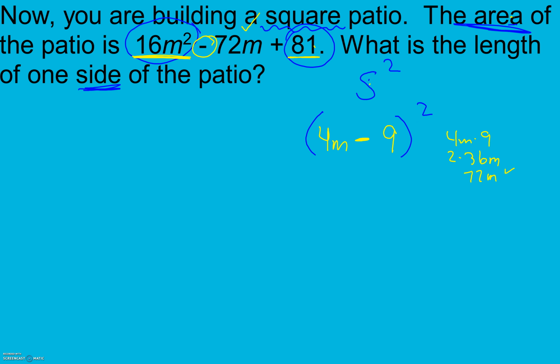We don't want the polynomial in factored form, though. What we want is the side length, and my side length here is just 4m minus 9. And again, we can double check that by either FOILing or using our properties here. First term squared, last term squared. I guess we could take the negative there. Either way, it's positive 81. Multiply the two together, gives me negative 36m, and double it, negative 72m. And that matches with our original polynomial.